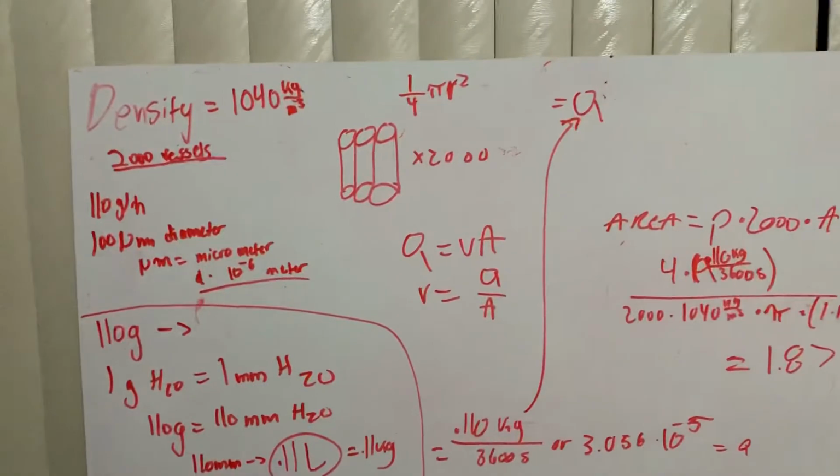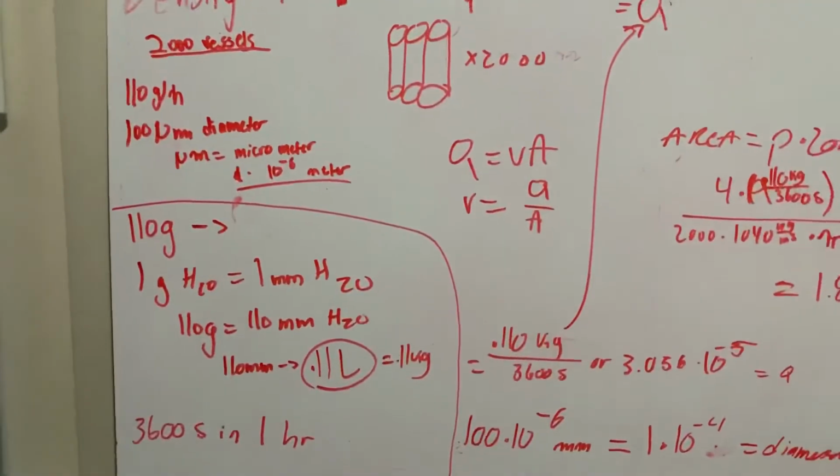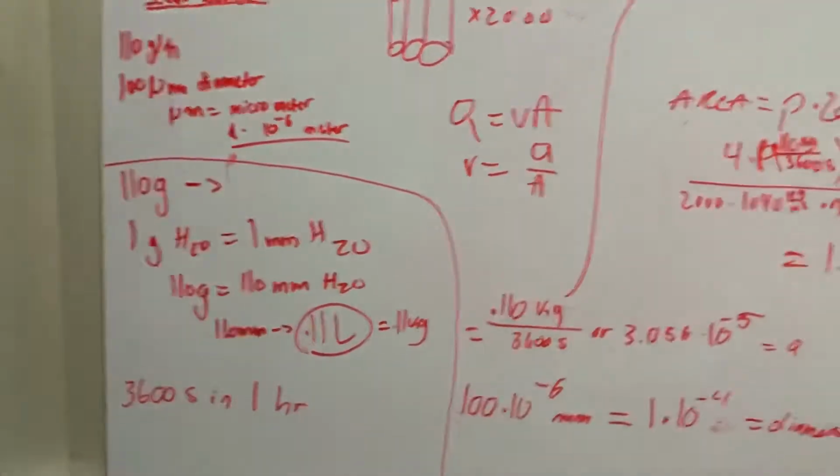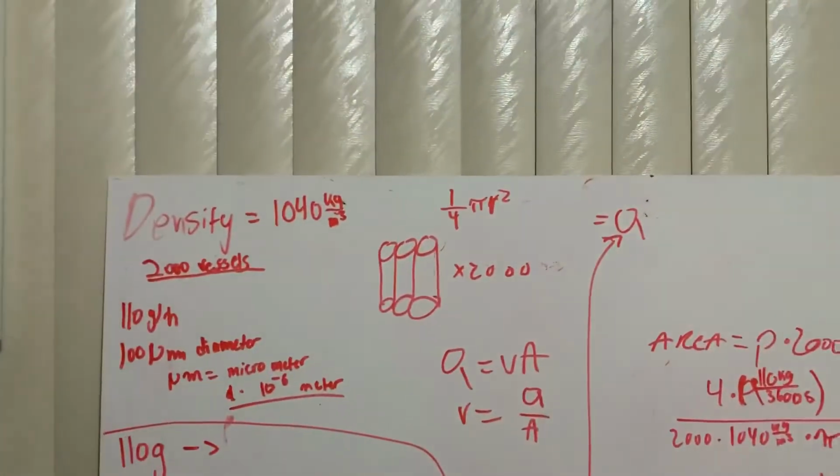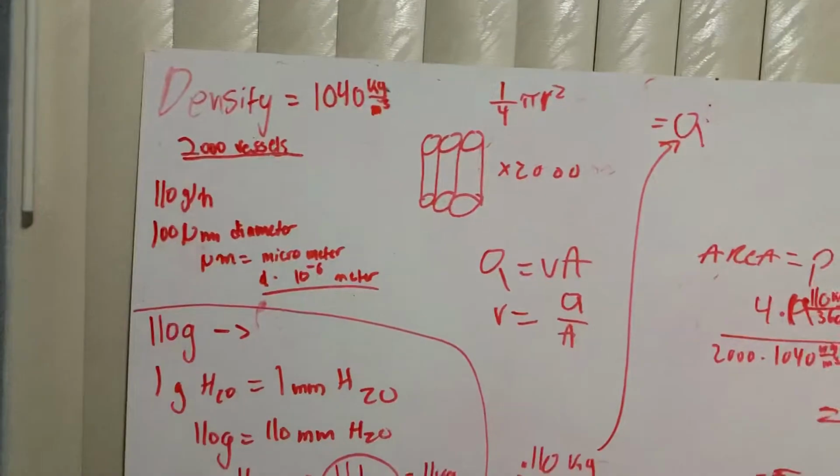So this is problem 59, where I'm trying to find the velocity of the sap coming out of, sorry, not the pistons, but the tubes. So, let's start with the variables that we're given.